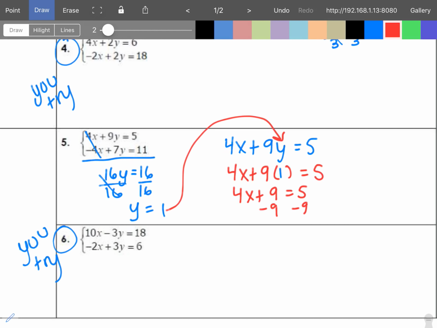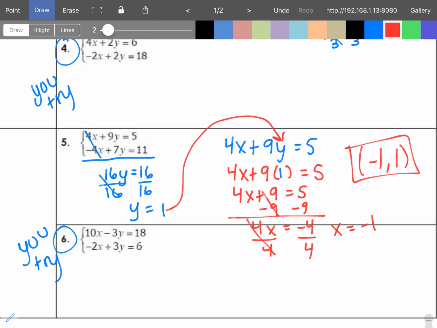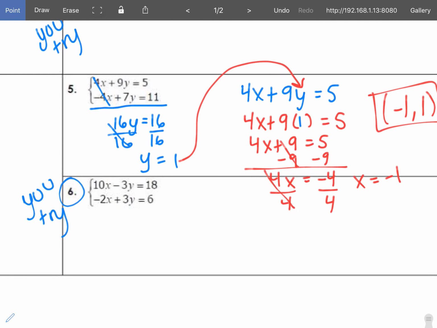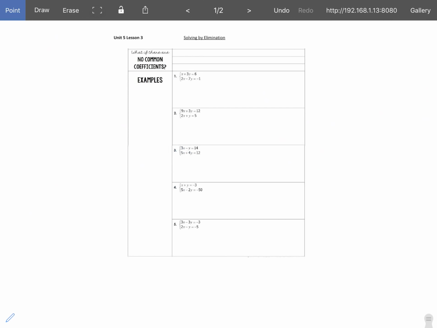Minus 9. 4x equals negative 4. Divide by 4, and x equals negative 1. So if I'm going to write x comma y, negative 1, 1. X comma y. Okay, you try number 6 and number 4.